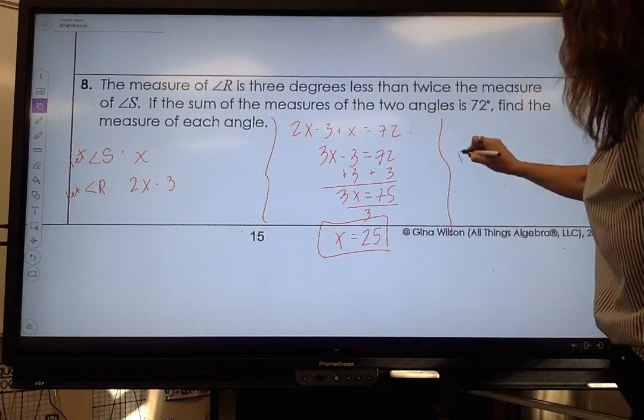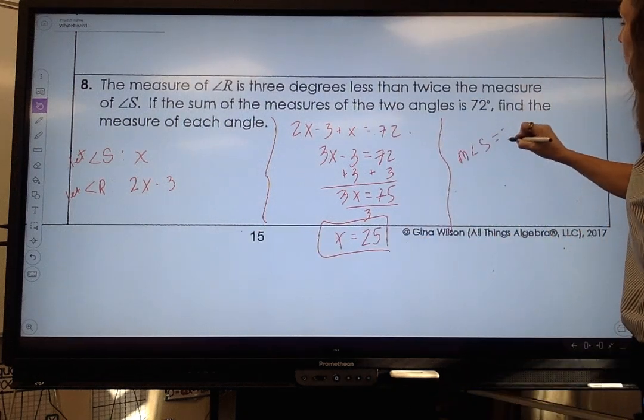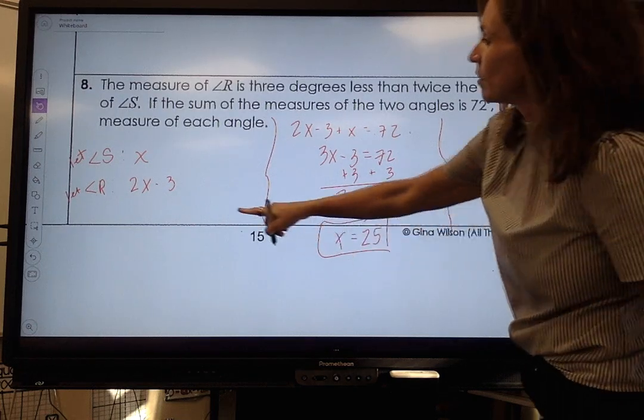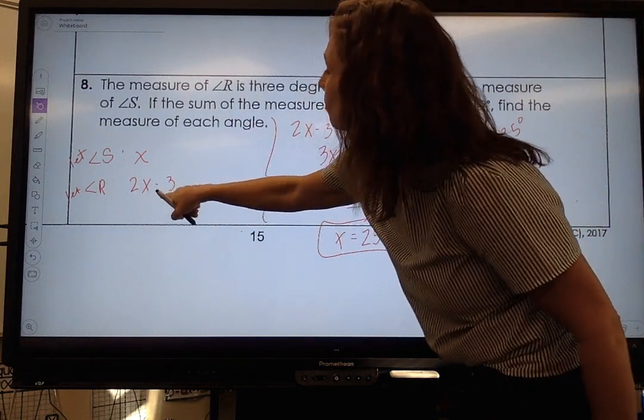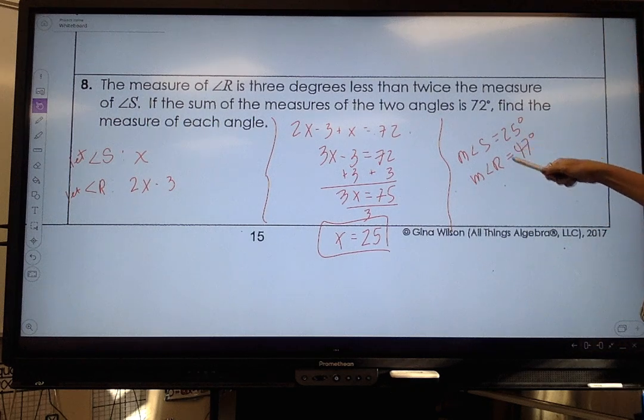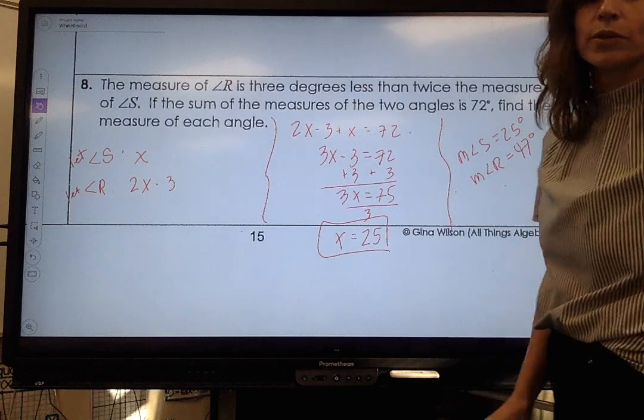The measurement of angle S is equal to 25 degrees, and the measurement of angle R is 25 times 2 minus 3, which is 47 degrees. And then does that add up to 72? It does, so it checks out.